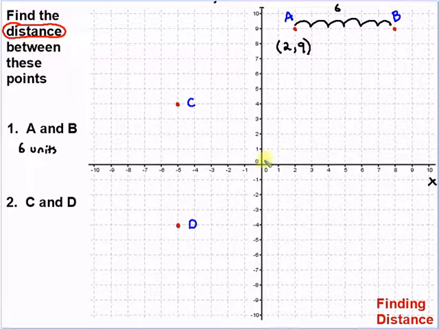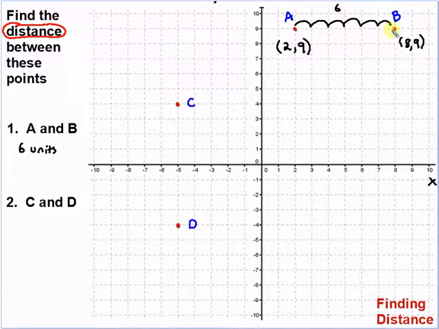What's our coordinate for B? Let's go over on the x-axis. It is 8 for the x-coordinate, and again we have 9 for the y-coordinate. So which coordinate changed? Was it the x-coordinate or was it the y-coordinate? Of course it was the x-coordinate because that's where we're traveling along this line. And we know the distance is 6.